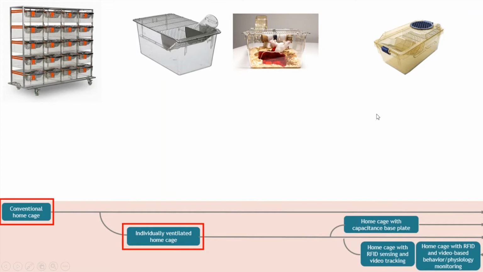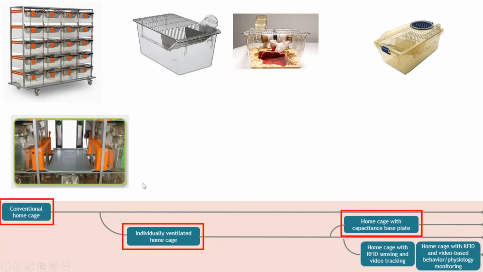But as the benchtop systems evolved in the beginning of the century, that stimulated also the development of rack-mounted home cage technologies for automated behavioral and physiological monitoring. And here we see an example of that, a home cage with the capacitance base plate. It's called the DVC cage, whereby this plate contains capacitance sensors that can record, roughly, activity levels of animals inside the cage placed on top of this plate. And no individual recognition there, but the activity measurement and also the measurement of the humidity of the bedding.